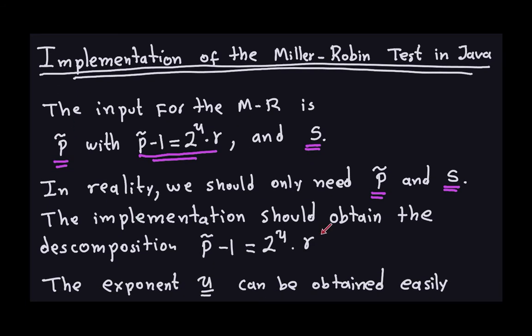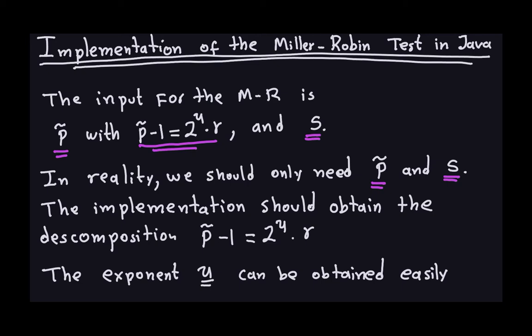The implementation should obtain this decomposition, p hat minus 1 equals 2 to the u times r. So basically what we're looking for is the value of u and the value of r. u here is the exponent of 2, the largest power of 2 that goes into p hat minus 1, and r is an odd number.